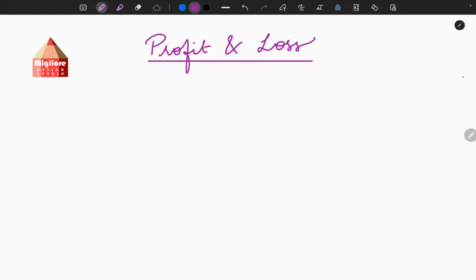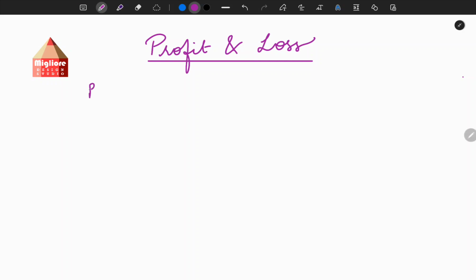Today we'll be covering the topic called profit and loss. Let's begin with simpler concepts that are involved in this. It also requires the knowledge of how to convert things into percentages and back, but considering that we have already learned that, it should not be very difficult to do so.